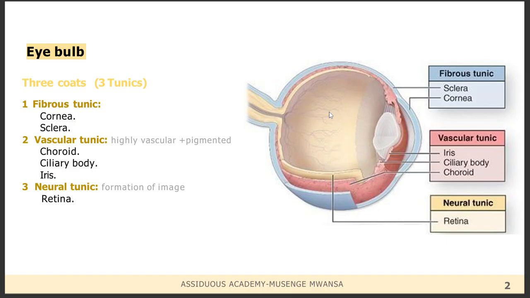The posterior cavity has a fluid which we call the vitreous humor. It is jelly-like. The anterior cavity has a fluid which we call the aqueous humor. It is aqueous, even from the word. It's like water. You'll be able to see the fluid in head and neck next year.